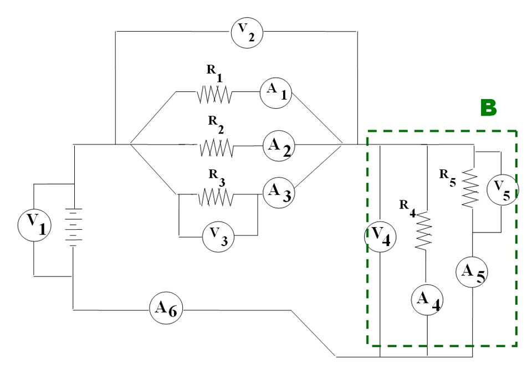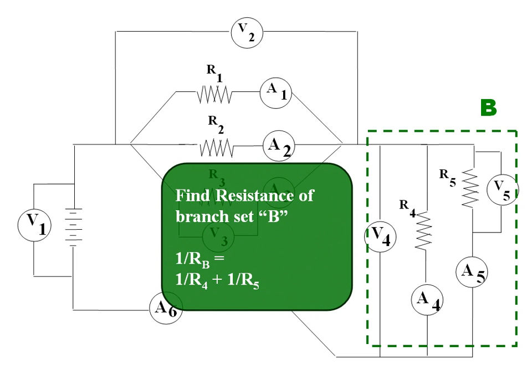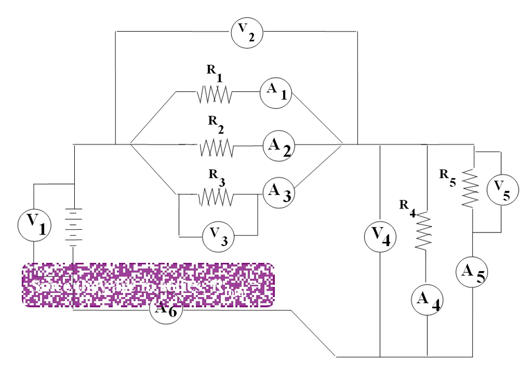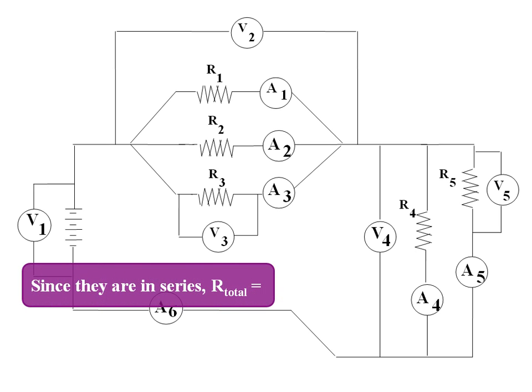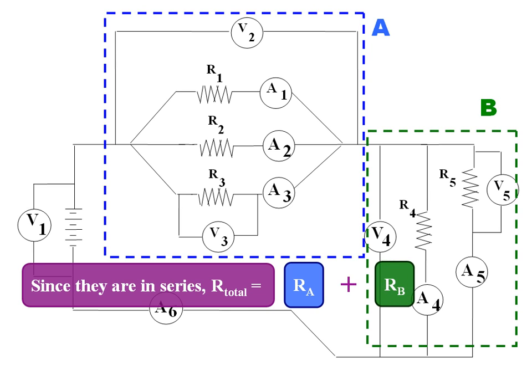We have another parallel branch set, which is resistors 4 and 5. You can find the total resistance for those: 1 over RB equals 1 over R4 plus 1 over R5. Now, since those two parallel branches, A and B, are in series with each other, you have to add the total resistance of branch set A and branch set B together to find the ultimate total resistance, R total, for the entire circuit.